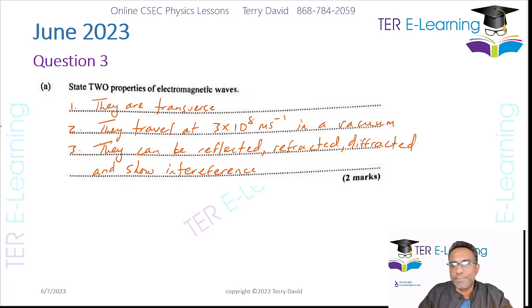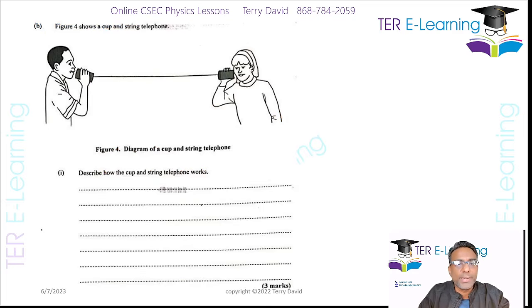Right? So that's the answer for that part here. Next part here, it shows a cup and a string telephone. Describe how the cup and the string telephone works.